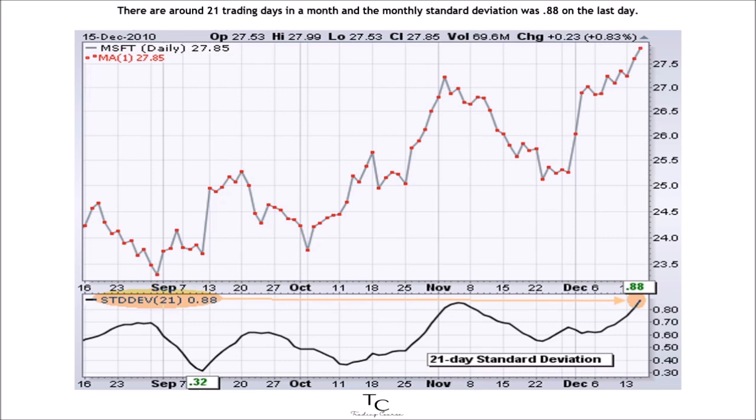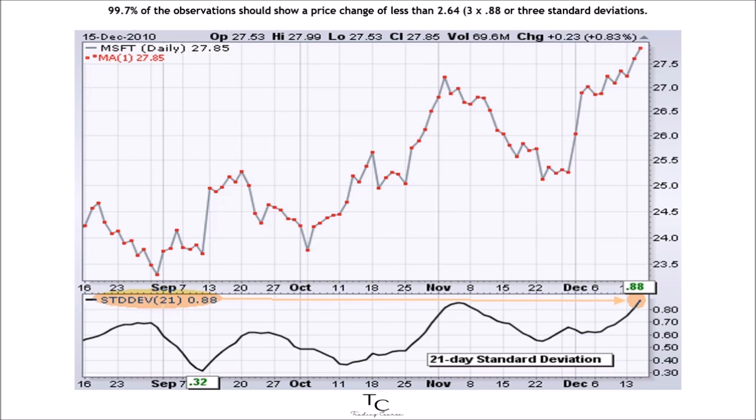There are around 21 trading days in a month and the monthly standard deviation was 0.88 on the last day. In a normal distribution, 68% of the 21 observations should show a price change less than 88 cents. 95% of the 21 observations should show a price change of less than 1.76, which is 2 times 0.88 or 2 standard deviations.